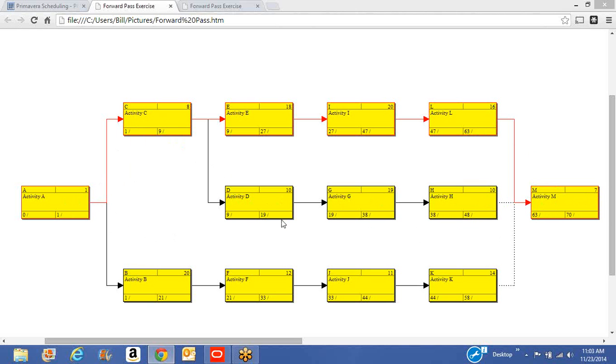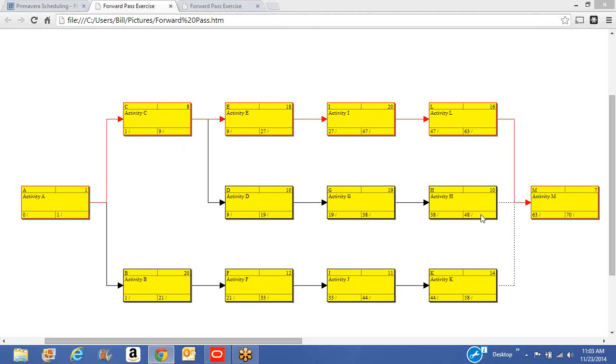Now keep in mind, this is not time scaled, so even though this is day 19, you can see that it basically lines up with day 27 above. Day 19 on activity G for its start, 19-day duration, it finishes on day 38. Activity H starts on day 38, 10-day duration, so it finishes on day 48.